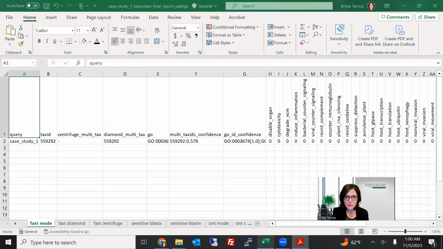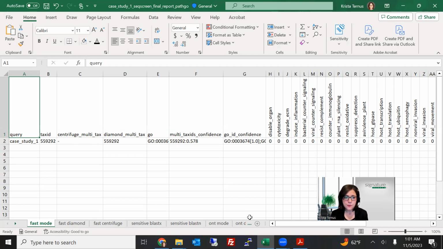So I am going to open up the spreadsheet where we have pasted the outputs from the SeqScreen final report with the pathgo.tsv extension. This is similar to what we looked at in the known sequence exercise, but now this is the output for case study 1. And I have a number of different tabs in the spreadsheet, if you downloaded it and looked at it on your own.